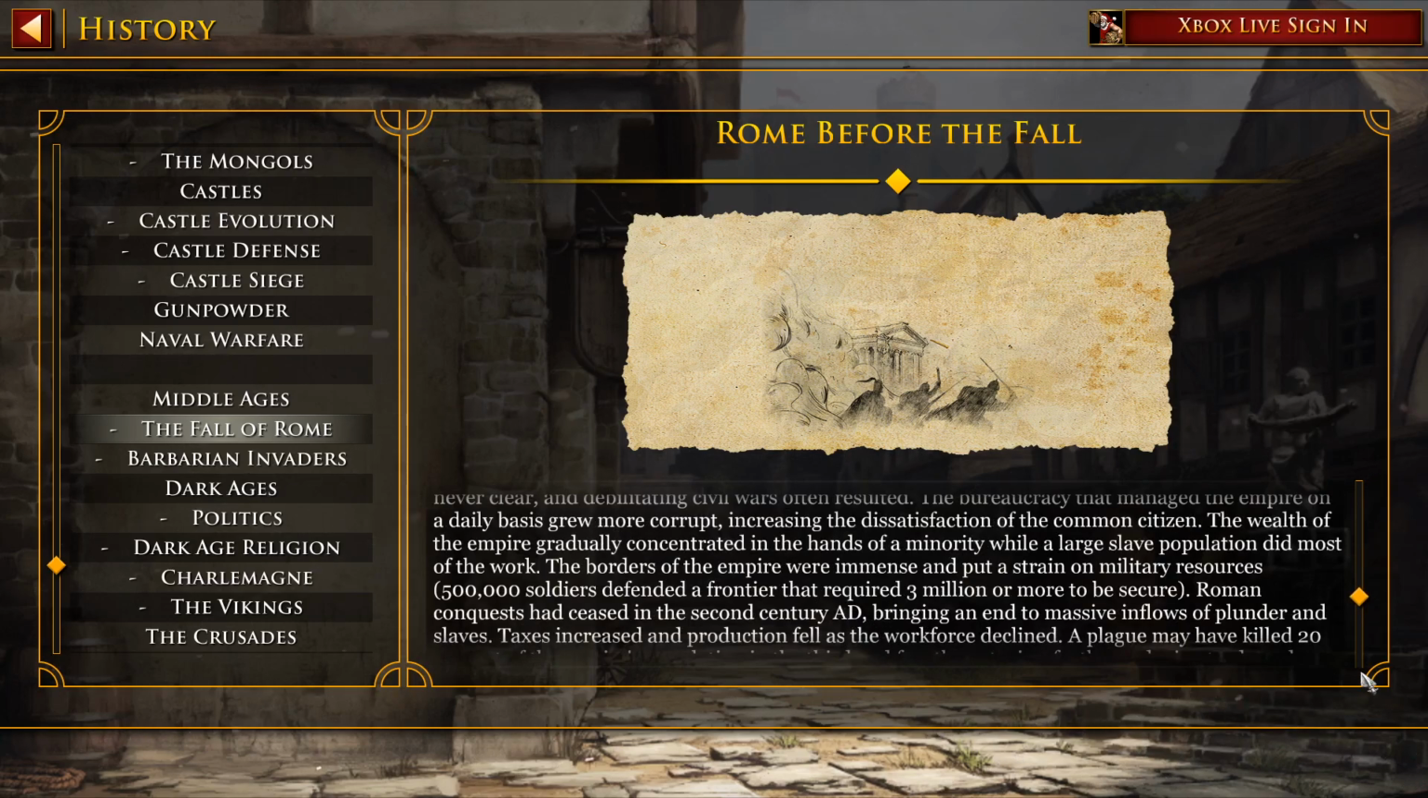The wealth of the empire gradually concentrated in the hands of a minority, while a large slave population did most of the work. The borders of the empire were immense and put a strain on military resources. 500,000 soldiers defended a frontier that required 3 million or more to be secure.